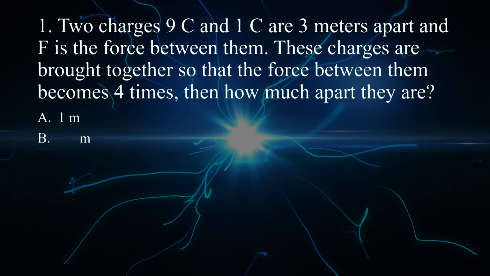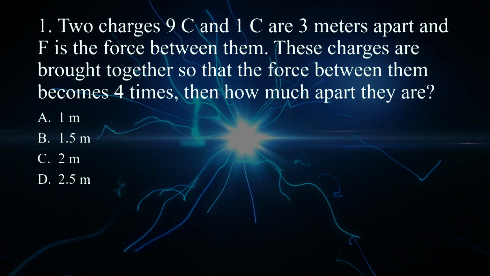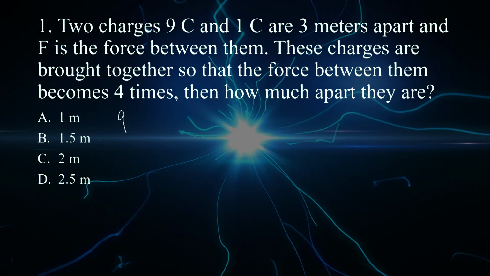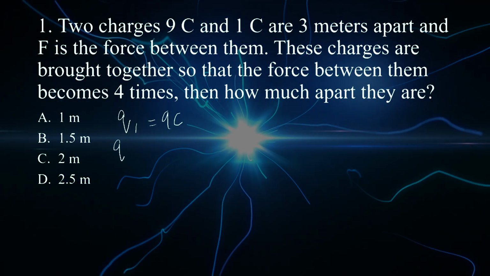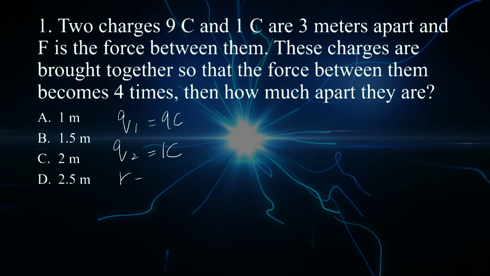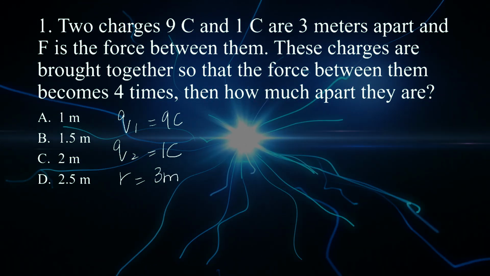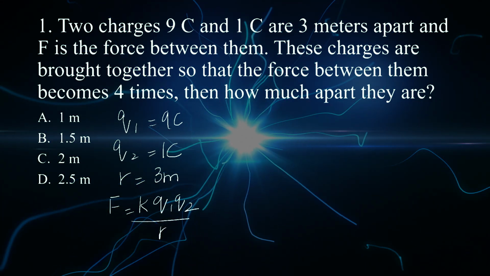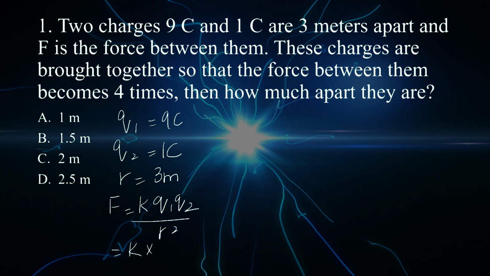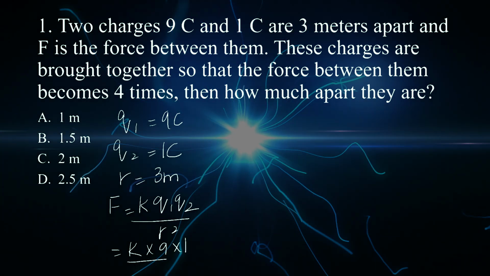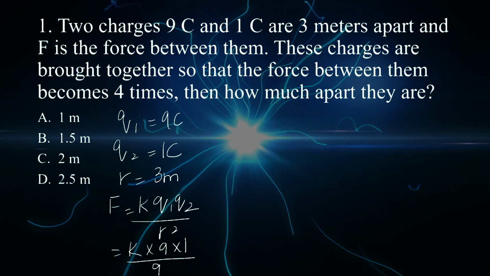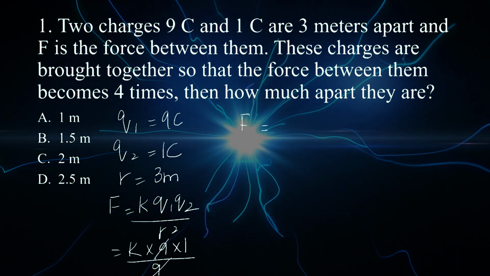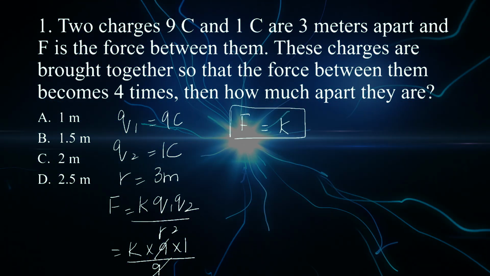Okay, so students, first MCQ: two charges of 9 coulomb and 1 coulomb are 3 meters apart and F is the force between them. So the first charge is 9 coulomb and the second charge is 1 coulomb, and they are 3 meters apart. F is equal to K Q1 Q2 over R squared according to Coulomb's law, where Q1 is 9, Q2 is 1, and R squared, 3 squared, is 9. If I rewrite, cancelling out 9 with the 9, F is equivalent to K, which is the Coulomb's constant.